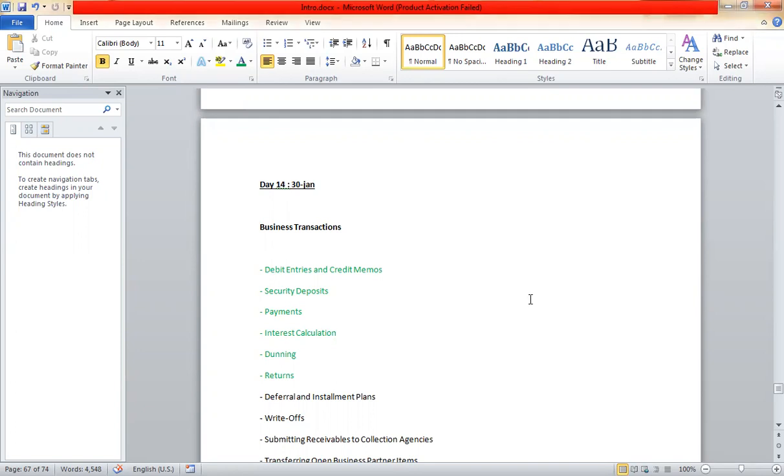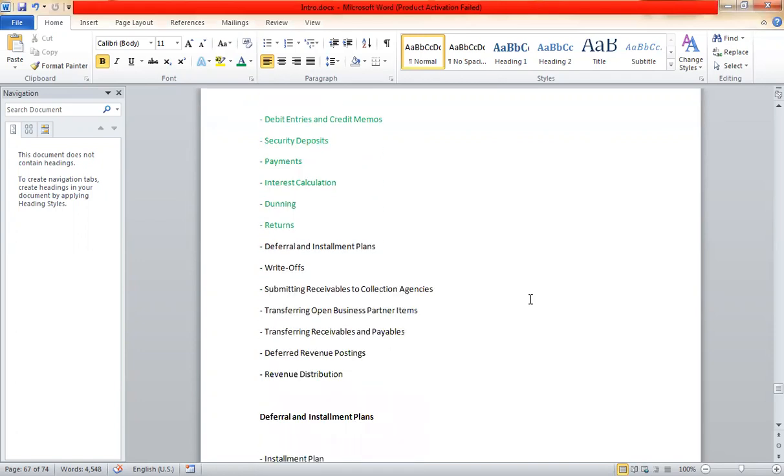The next thing we will be proceeding towards will be deferral and installment plans, then into write-offs, then into submitting receivables to collection agencies, then transferring open business partner items, then transferring receivables and payables, then going into deferred revenue postings, then revenue distribution.